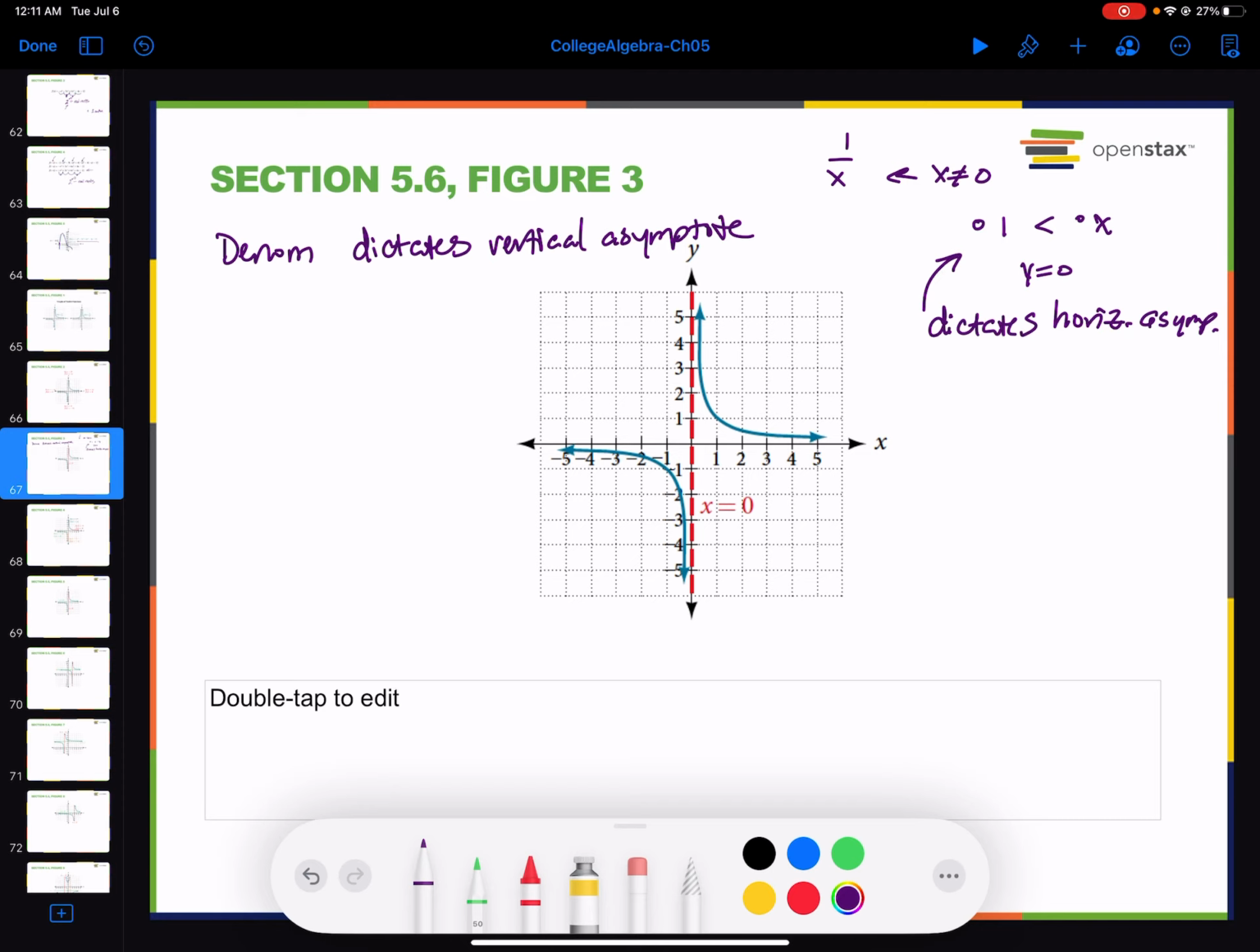What's important is to note that the denominator dictates what the vertical asymptote will be. So in this case of our toolkit function, we don't want that to equal 0. So that means our asymptote is going to be at x equals 0.